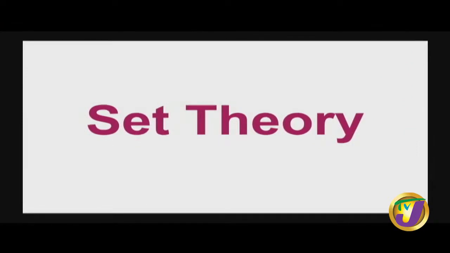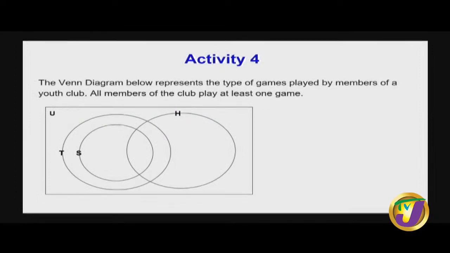And let's look at a question quickly. The Venn diagram below represents the type of games played by members of a youth club. All members of the club play at least one game. S represents the set of members who play squash.